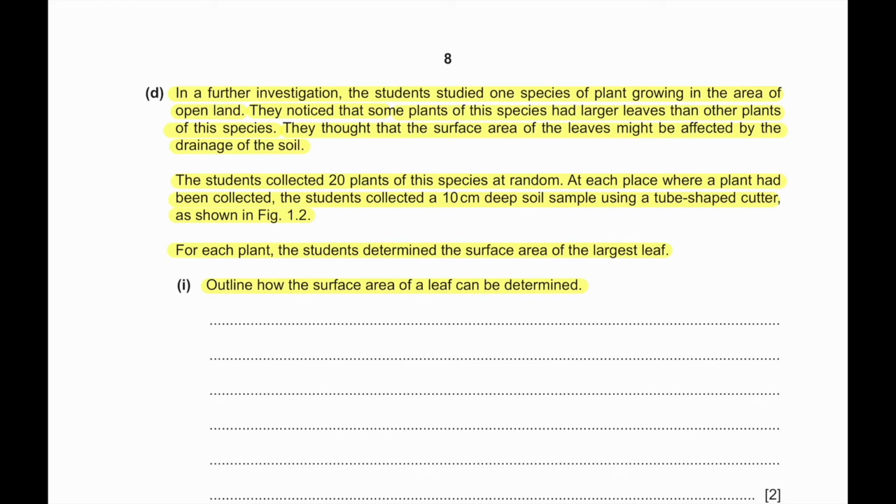To get the surface area of a leaf, we can place the leaf on a grid, basically on graph paper, and then outline the leaf, like a trace. Then the squares that are fully covered, and the squares that are more than half covered, should be counted, and that will give us a very good approximate area of that particular leaf.